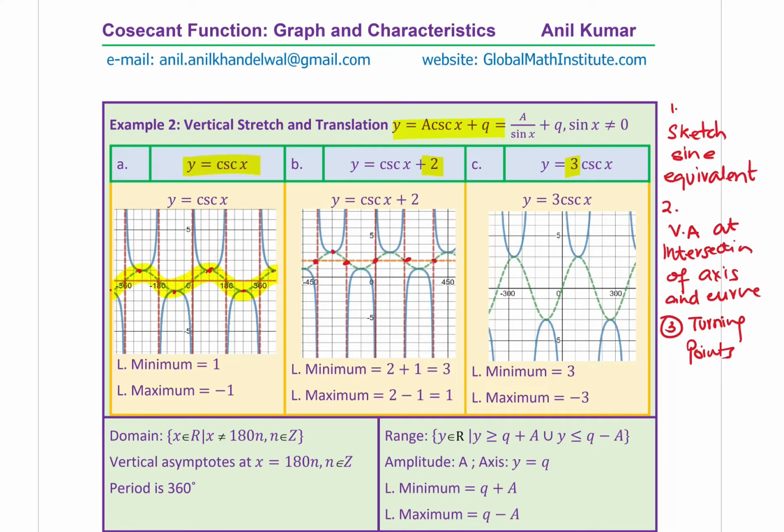So these are the turning points, correct? Mark the turning points, and these are invariant points. They remain the same. So the fourth step will be to reverse the concavity.